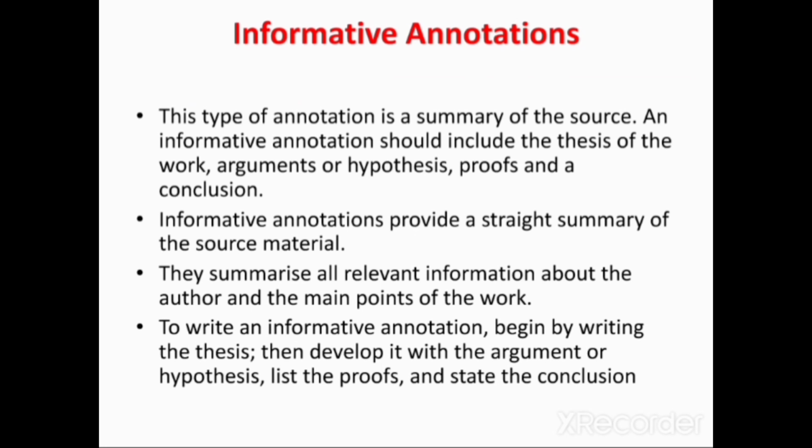Then the informative annotations. This type of annotation is a summary of the source. An informative annotation should include the thesis of the work, arguments or hypothesis, proofs, and a conclusion. Informative annotations provide a straight summary of the source material. They summarize all relevant information about the author and the main points of the work. To write an informative annotation, begin by writing the thesis, then develop it with the argument or hypothesis, list the proofs, and state the conclusion.